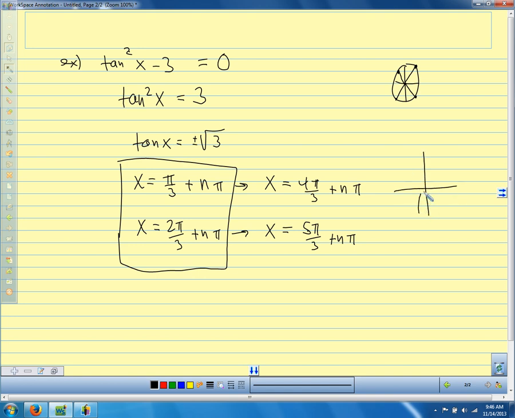And then graphically, what we're looking at here, if I sketch a quick graph of my tangent function, it repeats like so. I know my graph isn't beautiful. And we're looking for plus or minus square root of 3. So our line goes through like so, and like so. So we're looking for all of these points of intersection.